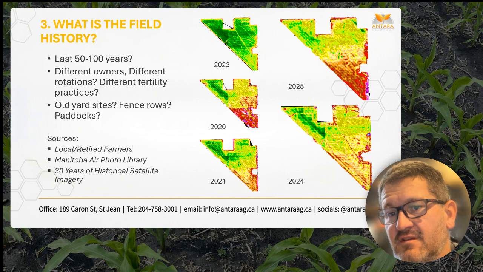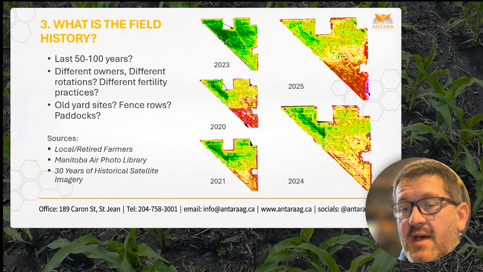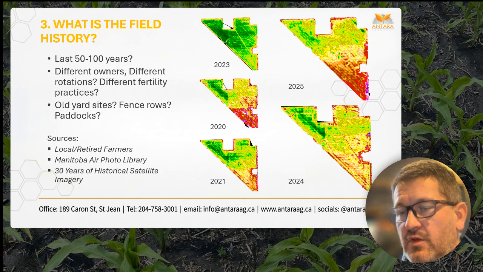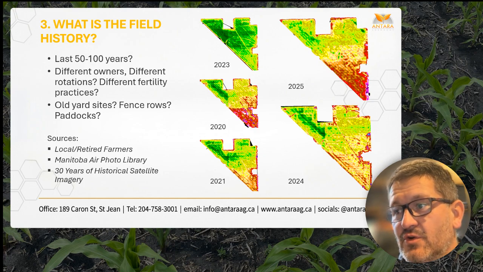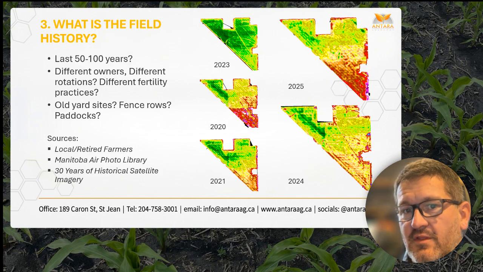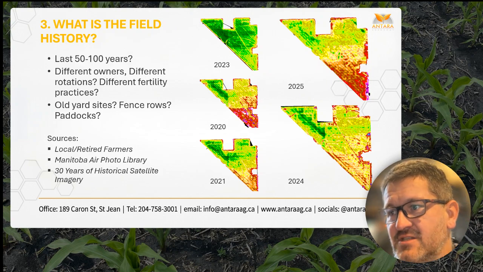If you don't have it, Manitoba has an air photo library. It's part of Manitoba Conservation. You can look it up, and have a search done on air photos that go back to the 60s, 50s, a little bit in the 40s, and a little bit in areas in the 30s. But those images are priceless for showing you where the old paddocks were, where the fence rows were, the pastures, etc.